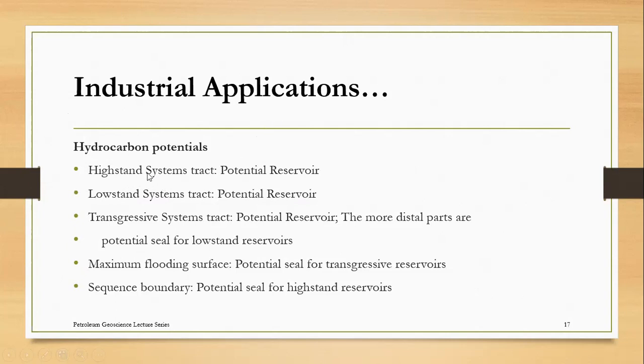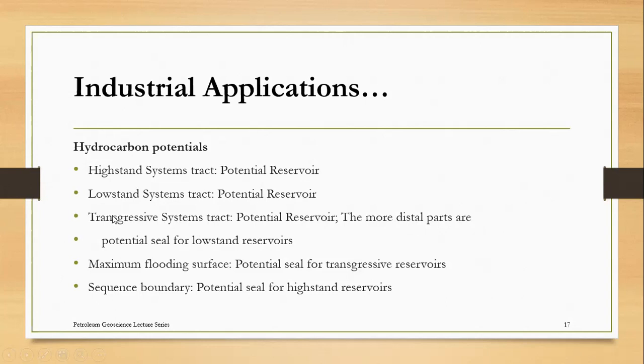So narrowing it down to the hydrocarbon petroleum industry, the hydrocarbon potentials of sequence stratigraphy would be that your highstand systems tracts are potential reservoirs because of the high net sand you have in them. Again, you have your lowstand also as potential reservoirs, especially your lowstand sands. And then your transgressive systems tracts as potential reservoirs, and then in the more distal part, you have them as potential.